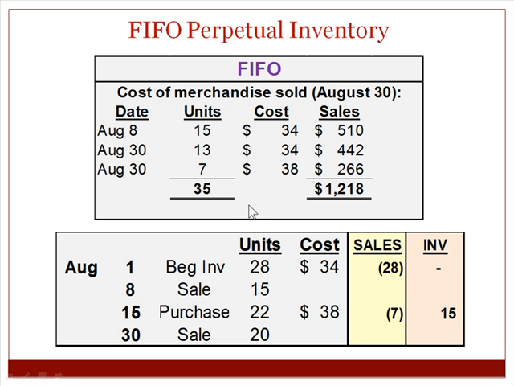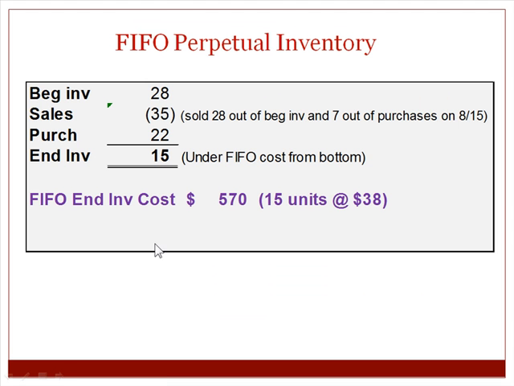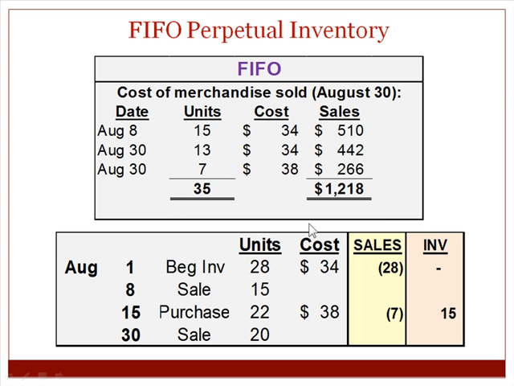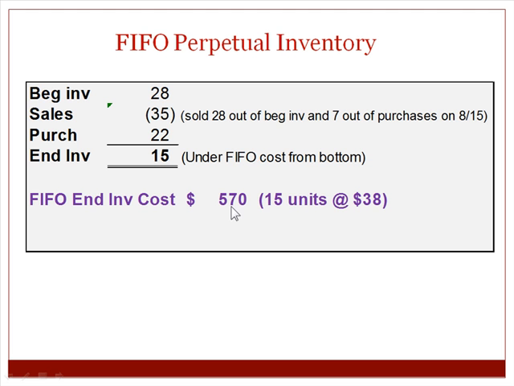So under FIFO, it's first in, first out. So you're going to sell the first 28 out of this bucket, and I talk about inventory as buckets. Then the next 7 are going to come out of this bucket because this bucket's empty. Okay, so I did this little example here so you could see how it flows. So there's another way to look at it. So you had beginning inventory, you sold 35, you have 22 that you purchased, you have 15 left. So you have 15 units at $38 because this bucket is empty and you only have this bucket left. So that's $570.